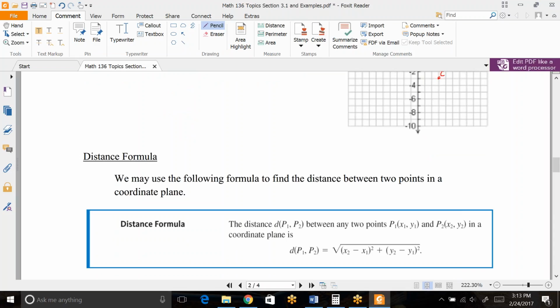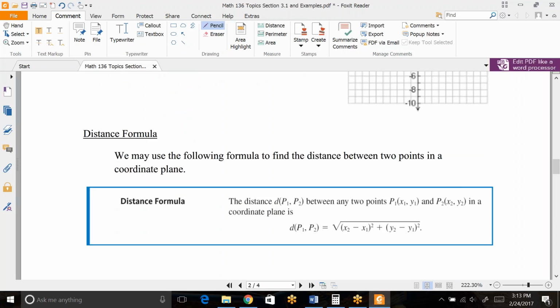Now, the other thing that's in this section, and I'm only going to do one example on the pre-video because we're going to do the other two in class. These are two formulas that you need to memorize. I'm going to talk about them here, but we'll talk about them again in class. The distance formula and the midpoint formula.